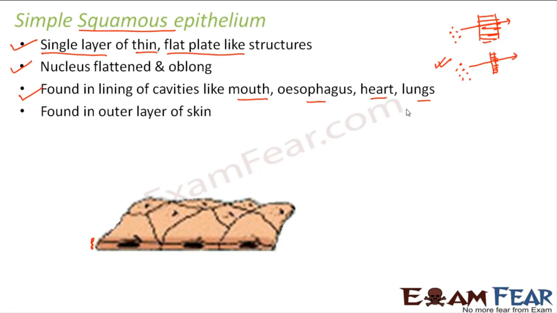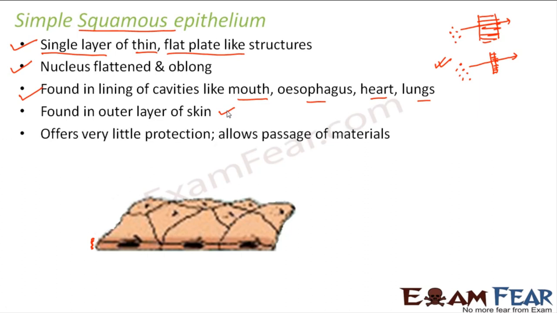So it is also found in the outer layer of skin, because the outer layer of skin is also used for, for example, when we pour water, right? Sometimes something happens on our skin and we apply medicine. So everything has to be transported inside. So there also transfer of material has to take place. So the outer layer of skin is also made up of the simple squamous epithelium.